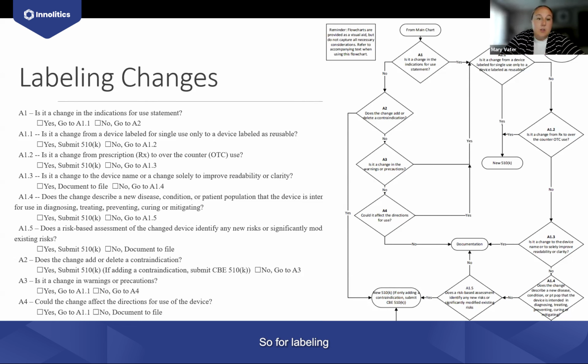So for labeling, important things to note here are if you're going from prescription use to over-the-counter, like if this is normally in a doctor's office and now it's going to be used at home, those would be kind of automatic triggers. That's a major change. That's going to require a new 510K. Is this device going from single use to being reusable? That has a lot of implications as far as reprocessing, cleanliness, re-sterilization, lots of new risks. That would require a new 510K.